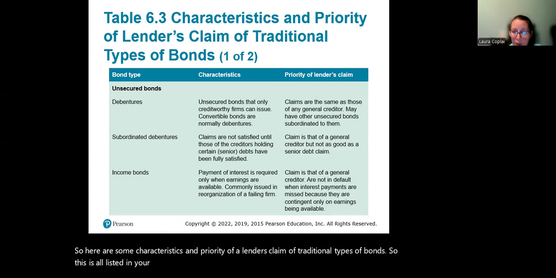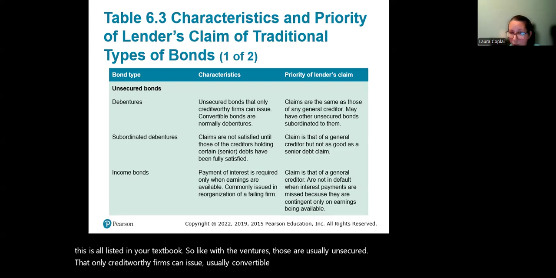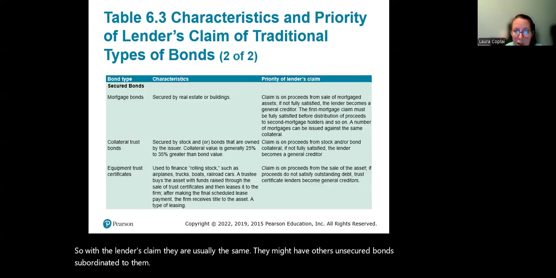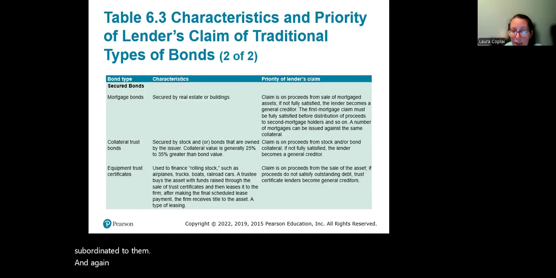With debentures, those are usually unsecured bonds that only creditworthy firms can issue. Usually convertible bonds are debentures. With the lender's claim, they are usually the same. They might have other unsecured bonds subordinated to them. And again, it goes through listing, like the mortgage bonds.